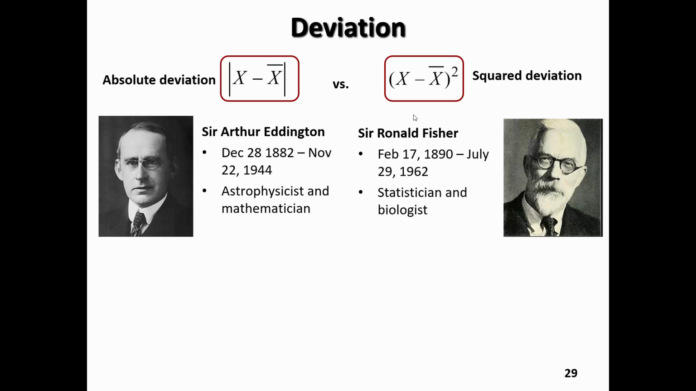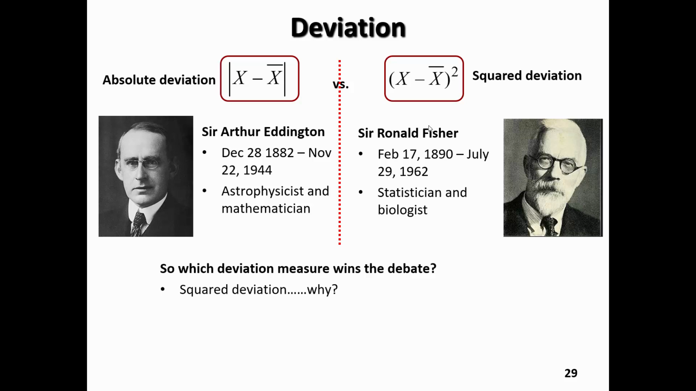Sir Ronald Fisher came up with another idea, and he thought that if we take each score's deviation and we multiply it by itself, we get a squared value, then that carries out the same purpose. It will eliminate the negative sign, and so we can then move forward with additional calculations. And so approximately 100 years ago, this debate centered around which of these two techniques should be used.